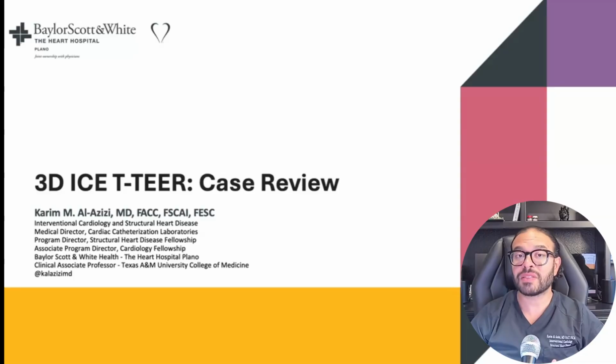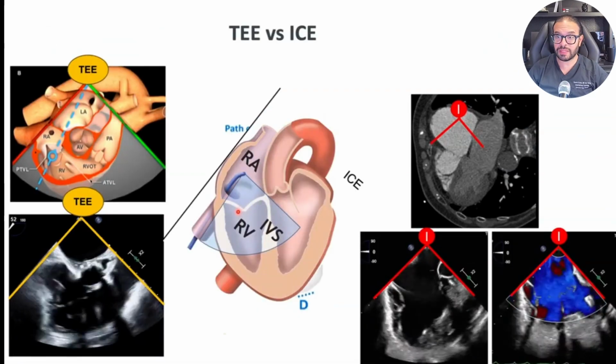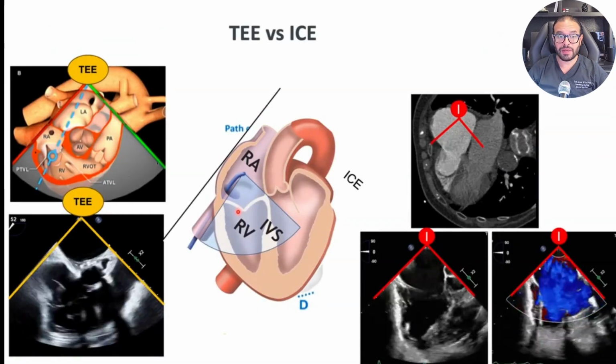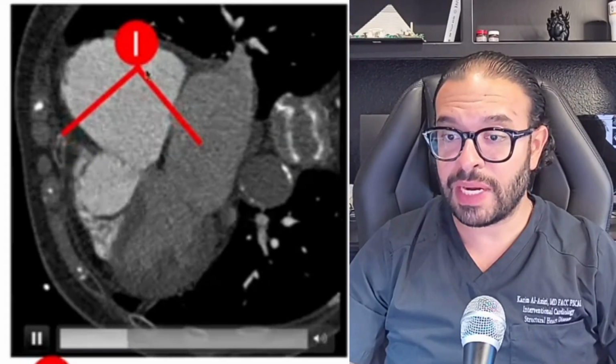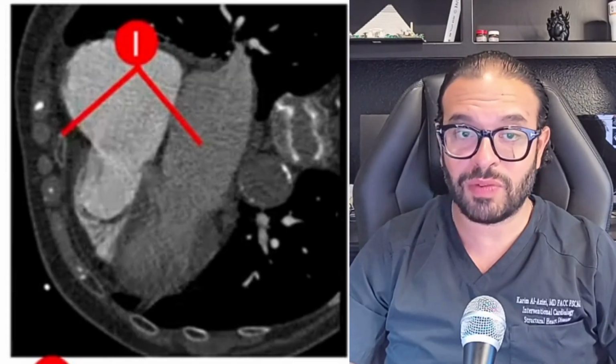One of the biggest things is that TEE has always guided us through all these structural heart procedures, but because the tricuspid valve is the most anterior valve of the heart, the ultrasound probe sitting in the esophagus all the way back can sometimes be a problem and has to traverse. So looking at this diagram, the image on the right is your ICE catheter sitting in the right atrium, looking at the tricuspid valve directly.